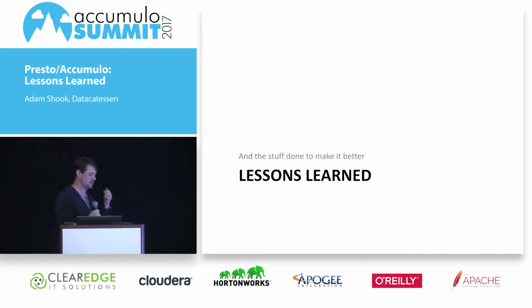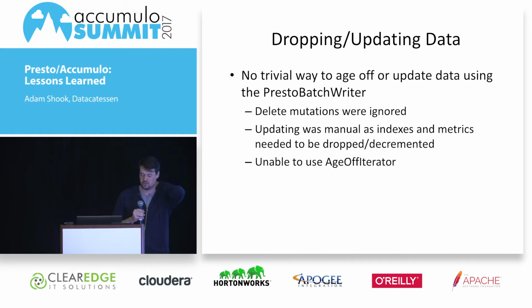So now to get into the lessons learned that we had. There's no trivial way with the APIs to age off or update any data. So to start, we looked at aging off data. We keep these metrics, which are using the sum combiners, so the timestamps are constantly updated. So once we delete data, if we use the age-off iterator, those metrics are no longer going to be accurate, and we heavily rely on them in order to choose the optimal columns to fetch the indexes from.